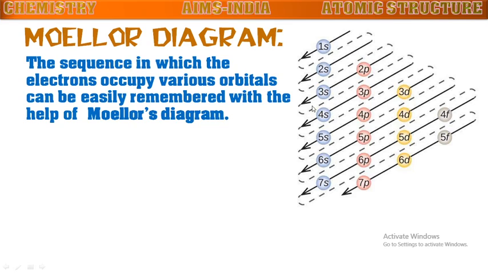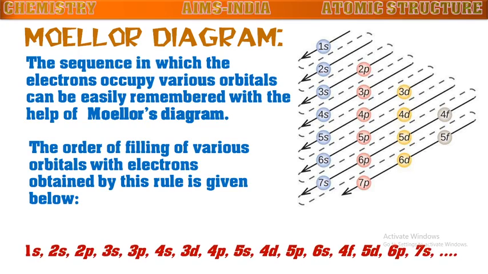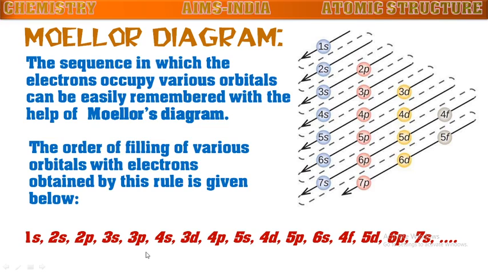Here we get one clarity. After filling the 3p orbital, electrons enter into the 4s orbital instead of 3d. Even though 3s, 3p, 3d are in the same shell, after filling 3p electrons enter into the 4s orbital because the n plus l value or energy of 4s is comparatively less than 3d. That is why after filling 3p electrons enter into 4s and then into 3d. This is the order of filling of electrons into different orbitals. The order of filling of various orbitals obtained by this rule can be shown as: 1s, 2s, 2p, 3s, 3p and so on.